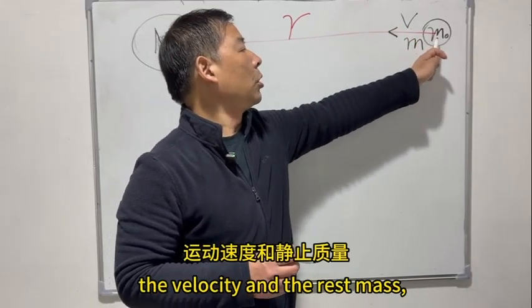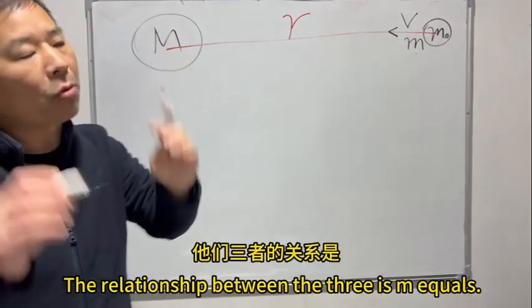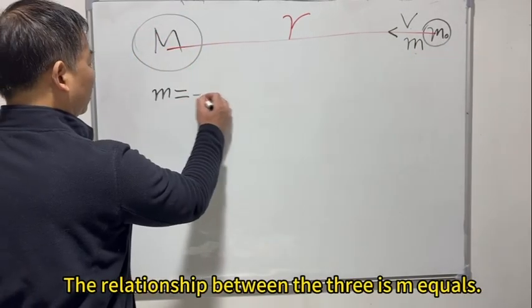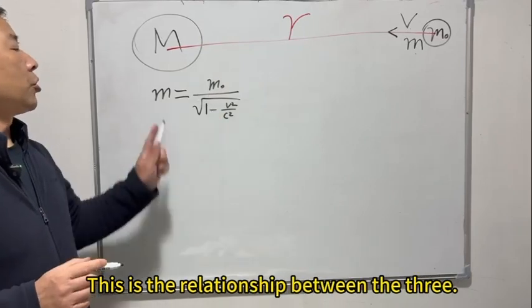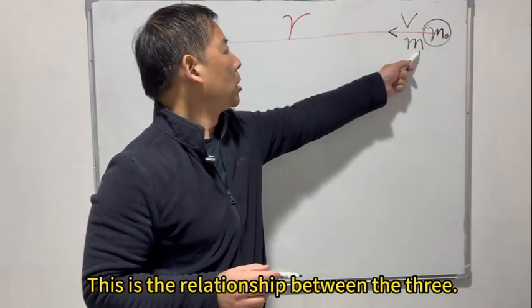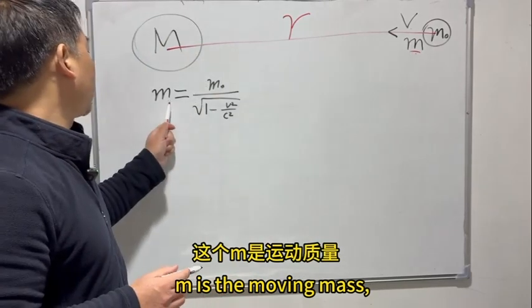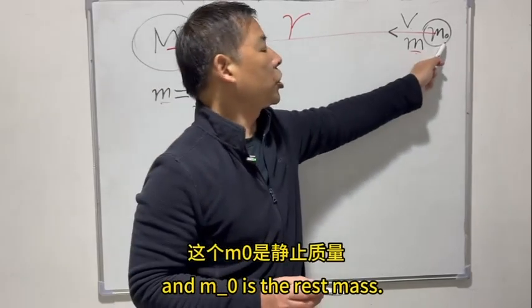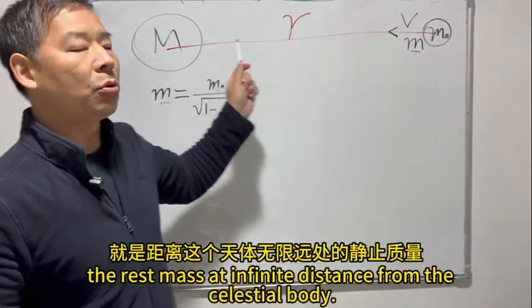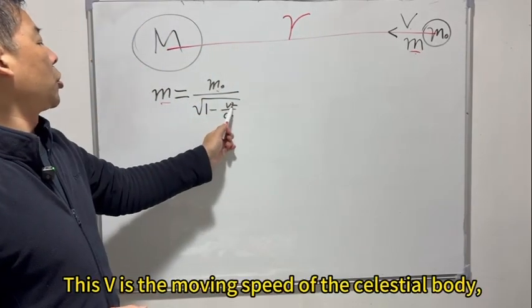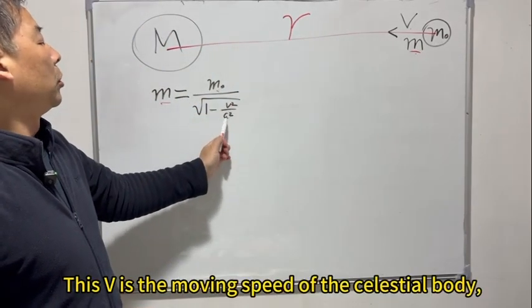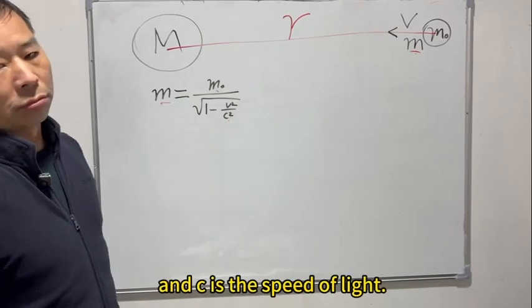The relationship between the velocity, the rest mass and the moving mass is m equals m0 over the root of 1 minus v squared over c squared. This is the mass formula in special relativity. m is the moving mass, and m0 is the rest mass, that is, the rest mass at infinite distance from the celestial body. v is the moving speed of the object, and c is the speed of light.